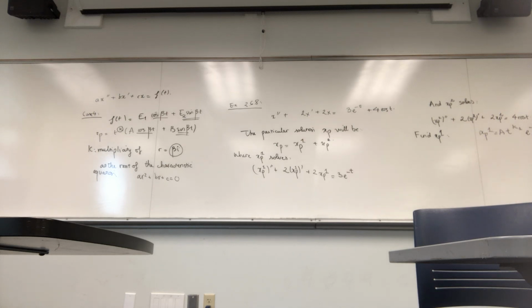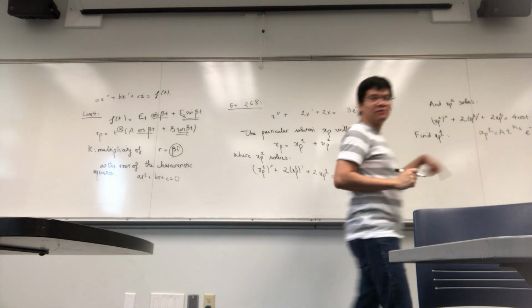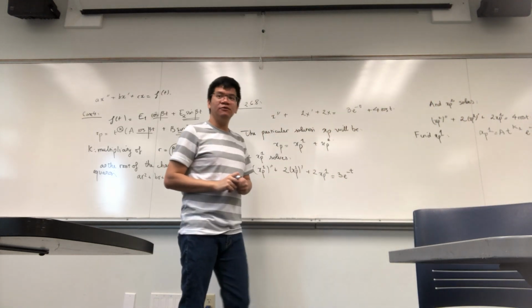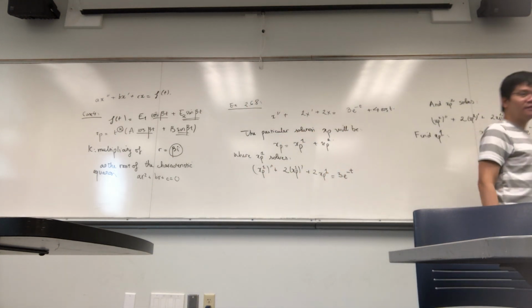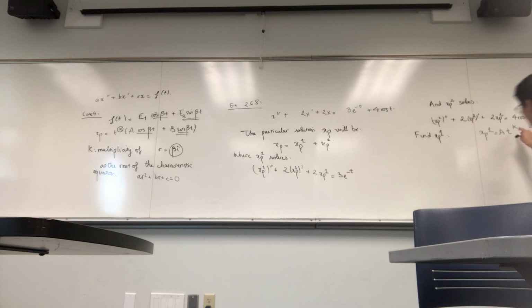All right, so this is case number 1. So xp1 will have the form a times t to the k1 e to the power minus t. So what is the value of k1?